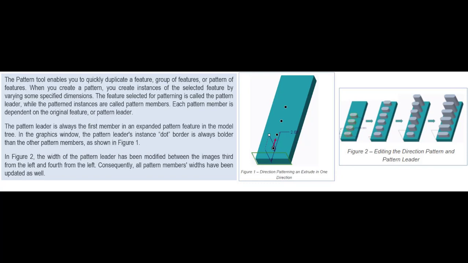On the second image, you can see various patterns created. In the first one we have 4 patterns, and on the right side you can see 6 patterns. In the third image of the second figure, the height of the pattern leader has been varied, and in the fourth image you can see width as well as height variation. So you can vary the dimensions of patterned instances when you do a patterning.